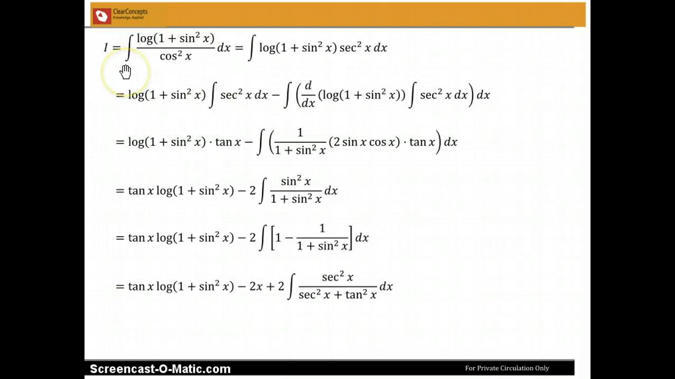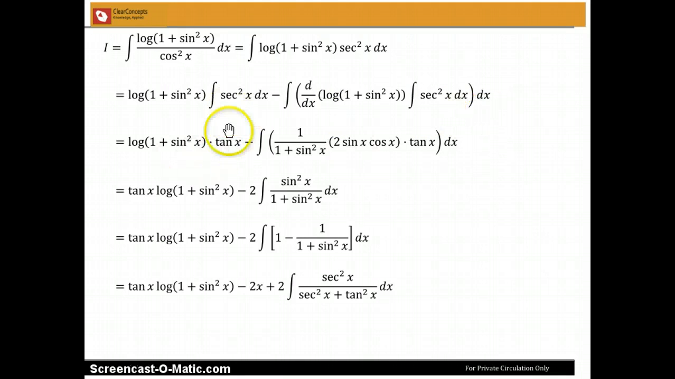So here's our integral again, integral log of 1 plus sine squared x by cos squared x dx, and as I said, we bring the cos squared x to the numerator as a secant squared x. Now treating the log function as the first part, which is what the ILATE order prescribes to us, we get log of 1 plus sine squared x into integral of secant squared x dx minus integral of the derivative of log of 1 plus sine squared x times the integral of secant squared x dx.